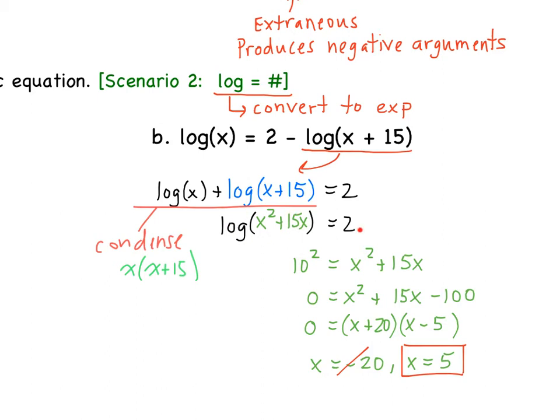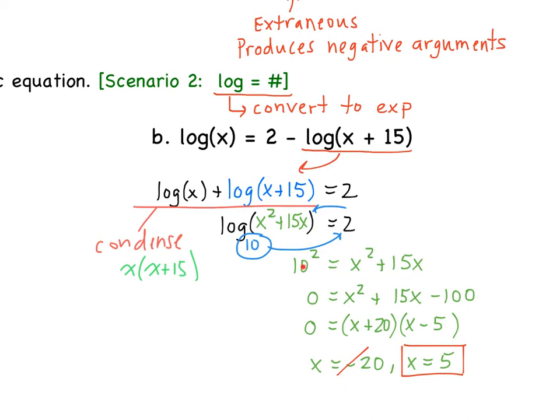So we can convert to exponential. Now remember, if our base is not written in, what is the base of this log? Well, no base, that tells us it's a base 10. So now we can convert. So we identify the base, we raise it to the other side, we set it equal to that argument. And we get 10 squared equals x squared plus 15x.